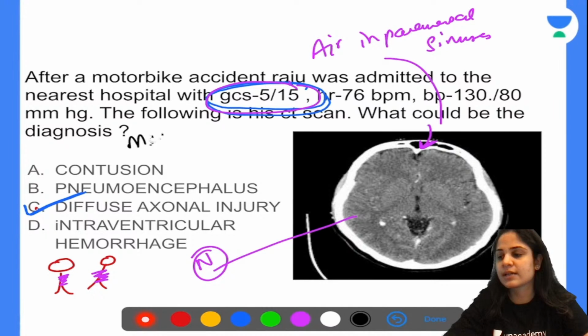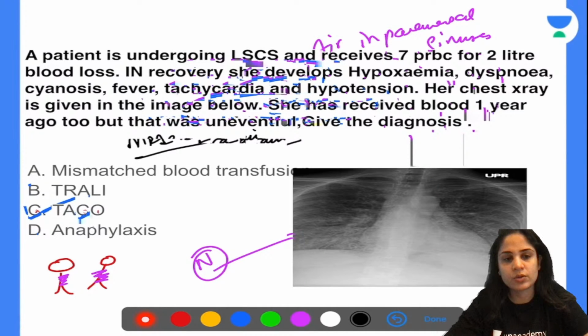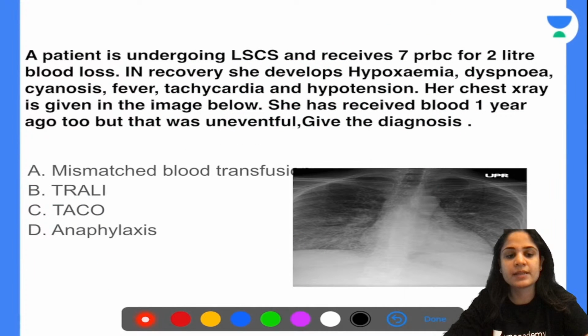A patient is undergoing lower segment cesarean section and receives 7 PRBC for 2 liter blood loss. PRBC is packed red blood cell. In recovery, she develops hypoxemia, dyspnea, cyanosis, fever, tachycardia, and hypotension. A chest X-ray is given in the image below. She has received blood 1 year ago too, but that was uneventful. Give the diagnosis. Mismatched blood transfusion, TRALI, TACO, or anaphylaxis.